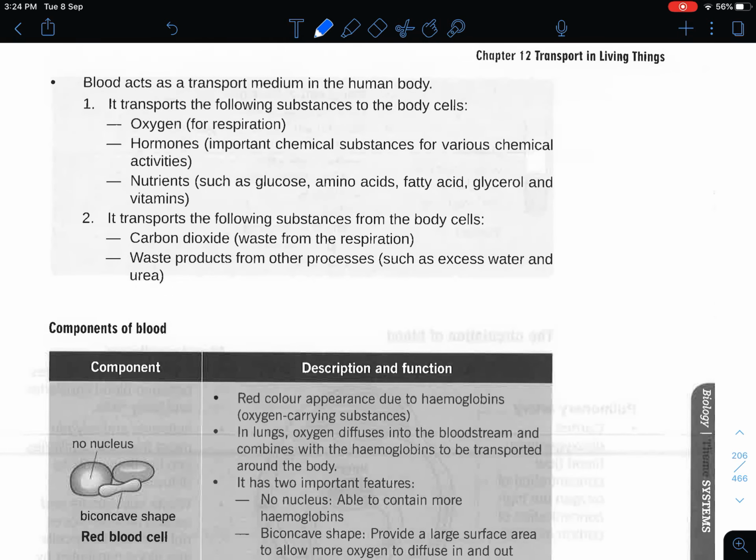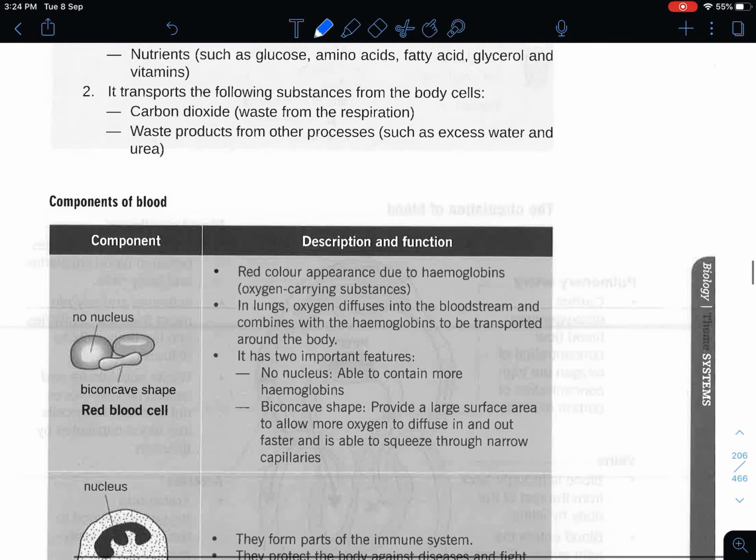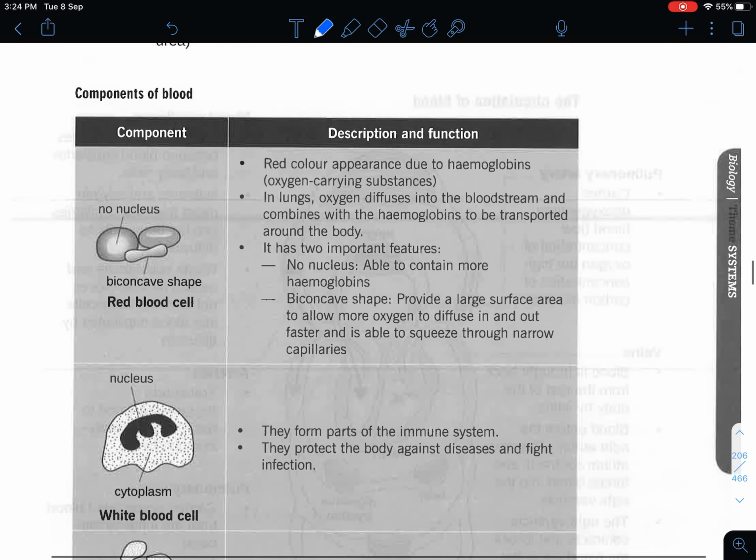Okay, so blood acts as the transport system. What are some components it carries? Oxygen, mainly in your red blood cells. Next are your hormones, which are usually proteins transported in your bloodstream, and of course your nutrients. It also transports substances from the body cells, like carbon dioxide and your waste material. So these are some other items that can be transported by your blood.